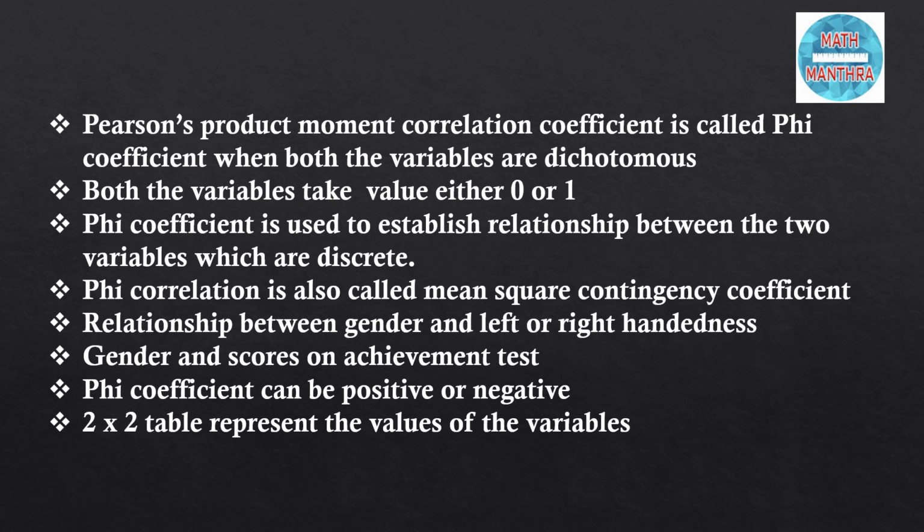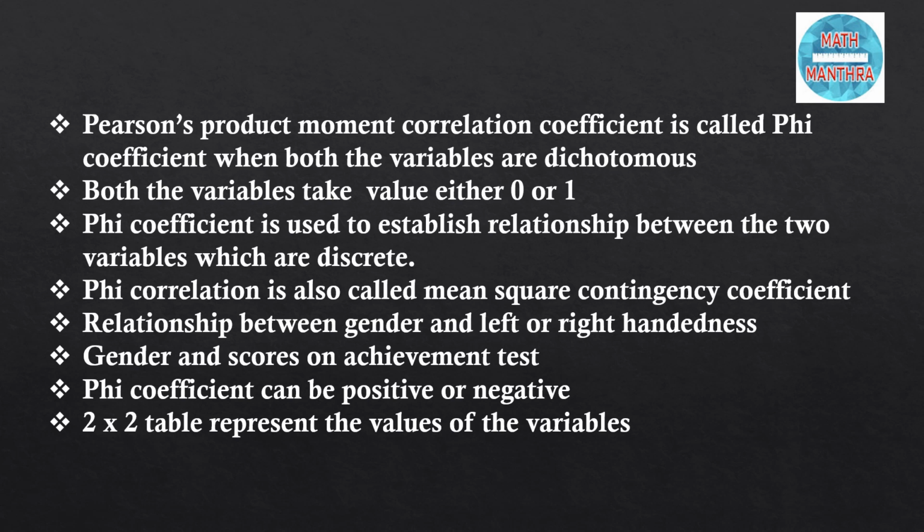Now Phi coefficient is used to establish the relationship between two variables which are discrete. So both the dichotomous variables must be discrete variables when we find the Phi correlation coefficient. The Phi correlation is also called the mean square contingency coefficient. For example, the relationship between gender and left or right-handedness can be found out by using the Phi correlation coefficient. Another example is gender and scores on an achievement test.